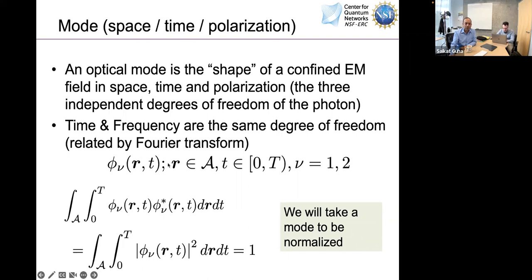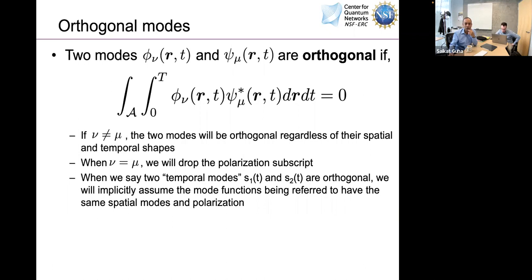So this is a function, a mode function. This nu can take 2 values, 1 or 2, based on if you have circularly or anti-circularly polarized light, for example. Then there's the spatial component and temporal component. Now, I will always make sure that my mode functions are properly normalized. So meaning the magnitude squared of the mode function integrates to 1 over the area and time that you are defining that mode function over. Okay. And I will also say that 2 modes are orthogonal, this phi nu RT and psi mu RT, are orthogonal if this overlap integral among those 2 mode functions is 0.